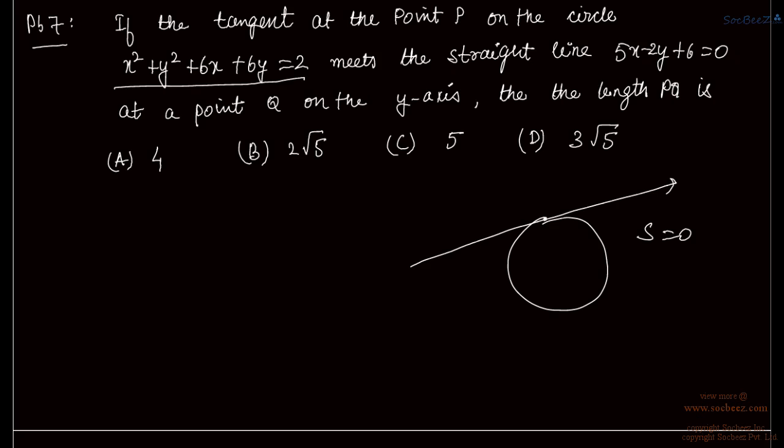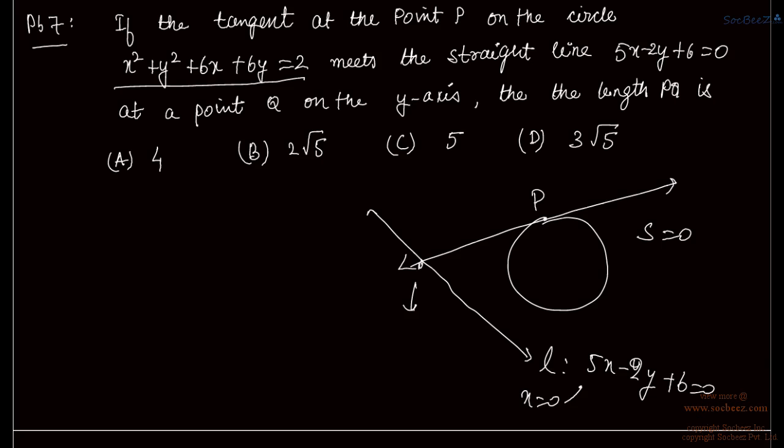Say here is a point P. So this is a tangent at point P, and a straight line. Say this is a straight line L, which is given by 5x minus 2y plus 6 is equal to 0. And the point of intersection lies on the y-axis. Let us name this.